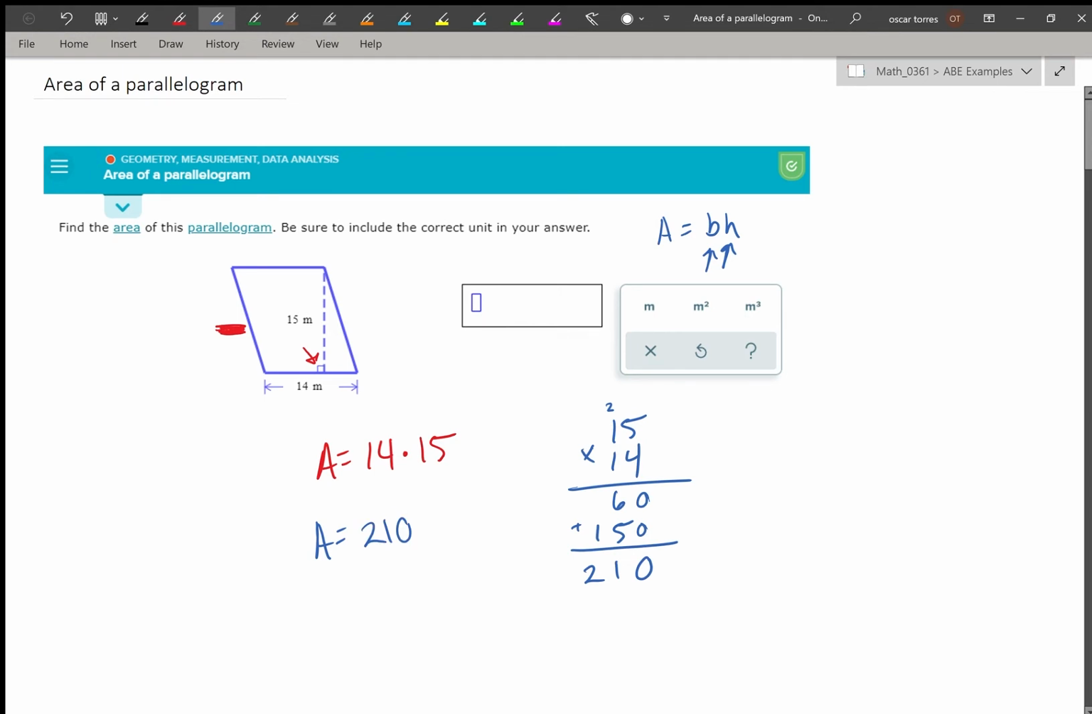And if we look at what's happening, we're really multiplying meters, 14 meters times 15 meters. Meters times meters gives us meters squared. So our final answer would be 210 meters squared.